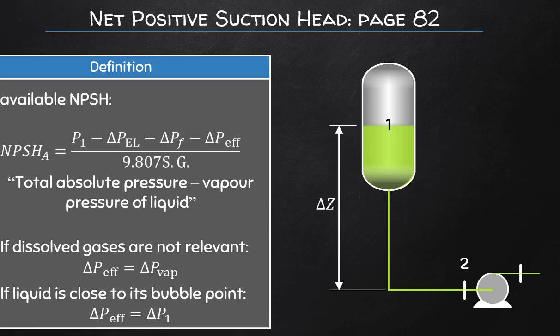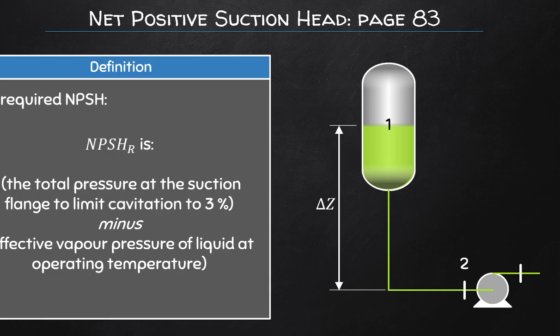If the liquid is close to its bubble point, however, then delta P effective equals the endpoint pressure P1, obviously. If you don't understand why, give it some thought or ask me at a later stage if you are unsure of why this should be the case.